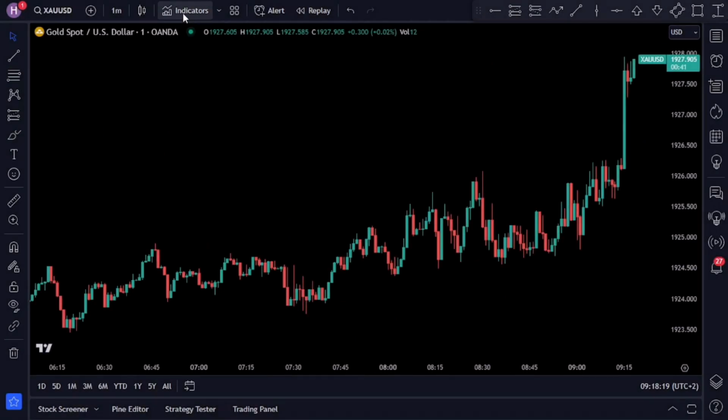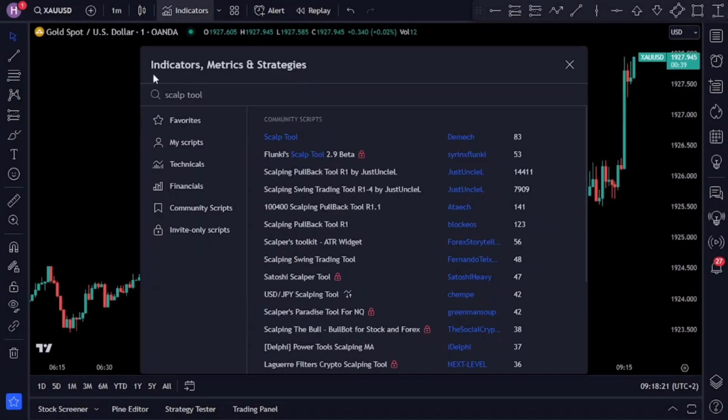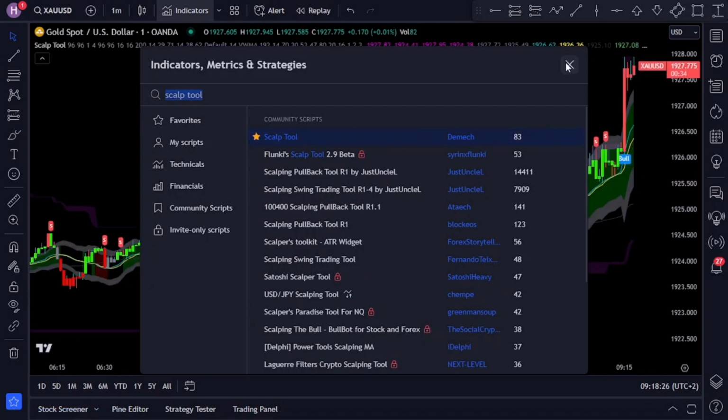First, we're going to head over to the Indicators tab on TradingView and search for Scalp Tool and have the following one by Demesh on your chart.